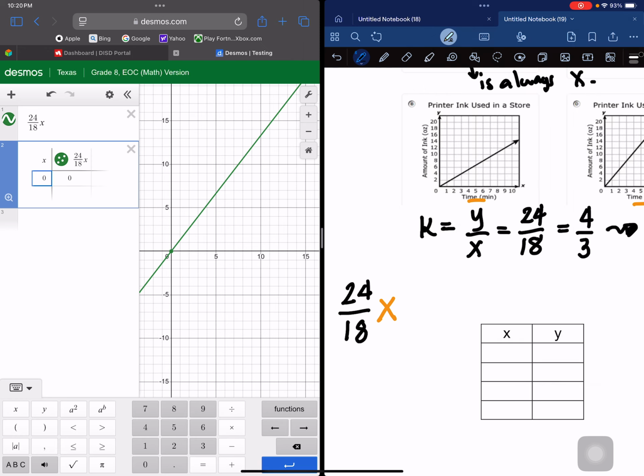Let me write that down here. (0, 0). Say I put 1, it will give me 1.33. Say I put 2, it will give me 2.66. I put 3, it will give me 4. I put 4, it will give me 5. I put 6, it will give me 8.